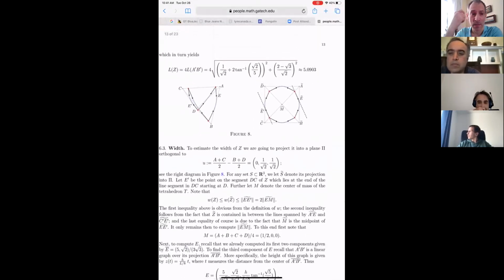You could actually ask the same thing for the fixed volume of the convex hull as well, if you're looking at the co-compact case. Does that make sense? Yeah, it does make sense to me.